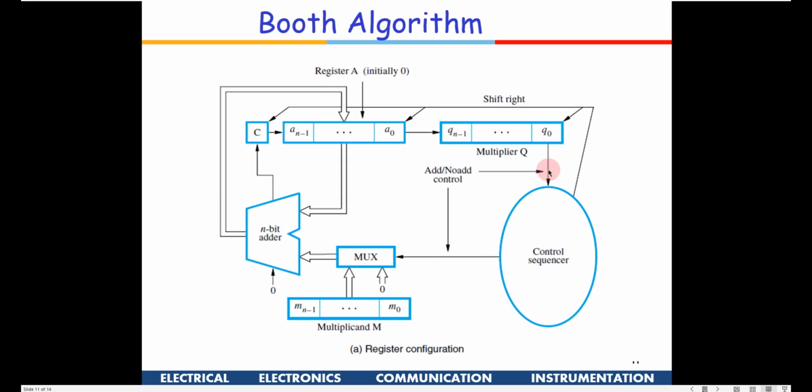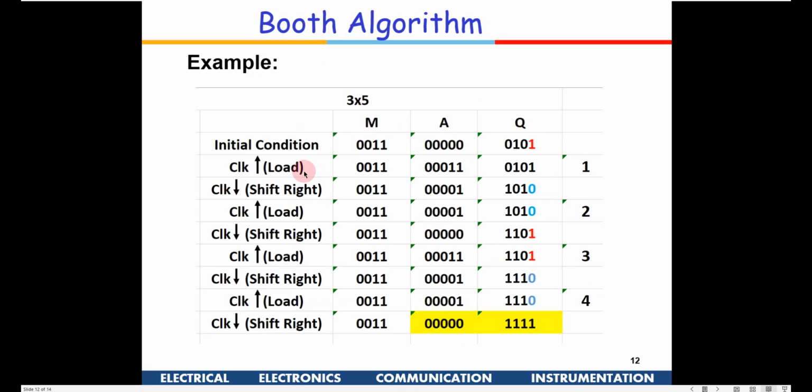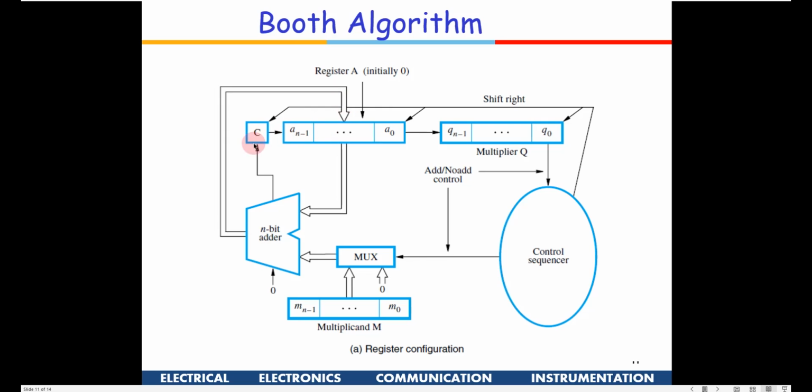During the positive edge of the clock, I am going to add these two data out here, and that result of the addition I am going to feed into this register. And during the negative edge of the clock, I am going to shift this entire data towards the right. That means this Q0, which I have already tested once, will get thrown out, and this entire thing will move towards the right.